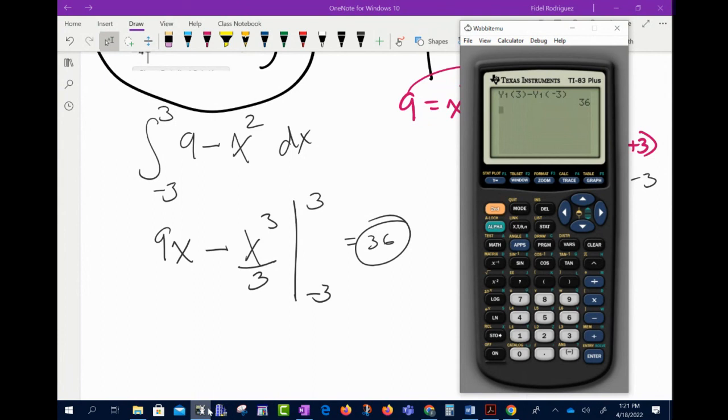Are we good? Anybody else coming up with 36? You got a 36?